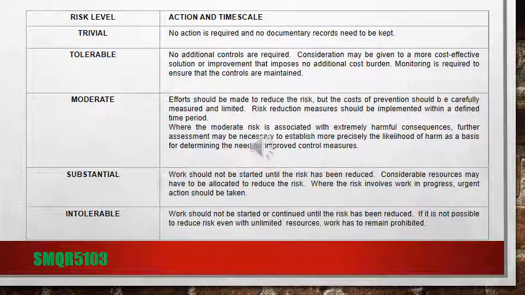Next is substantial risk level. Work should not be started until the risk has been reduced. Considerable resources may have to be allocated to reduce the risk. Where the risk involves work in progress, urgent action should be taken.